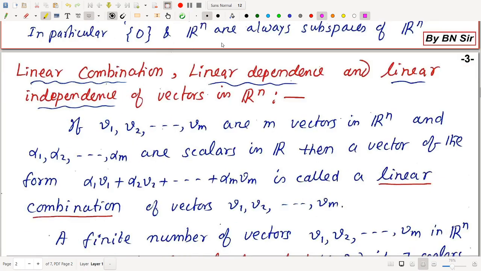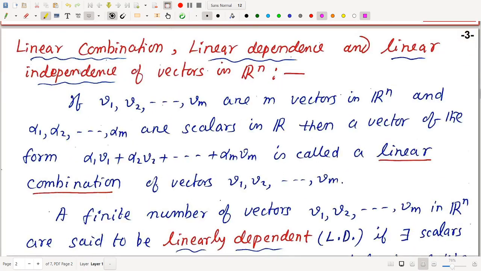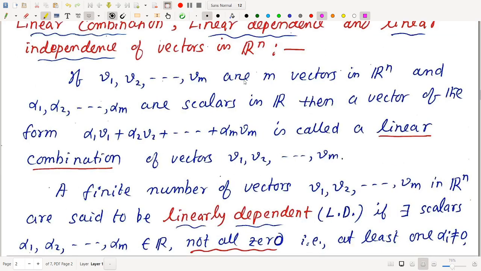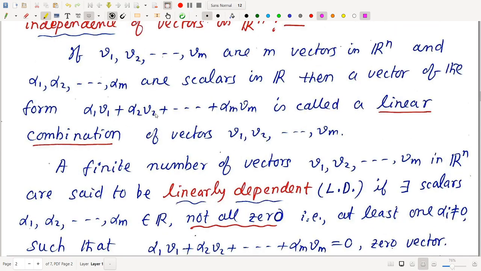These are trivial. Then, linear combination, linear dependence and linear independence of vectors in R^n, in n-dimensional space. What is a linear combination? First, let us see. If v1, v2, ..., vm are m vectors, a finite number of vectors in R^n, and alpha 1, alpha 2, ..., alpha m are scalars in R, scalars means real numbers, then a vector of the form alpha 1 v1 plus alpha 2 v2 plus ... plus alpha m vm is called a linear combination of vectors v1, v2, ..., vm.